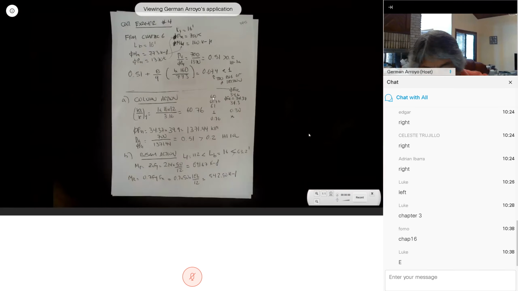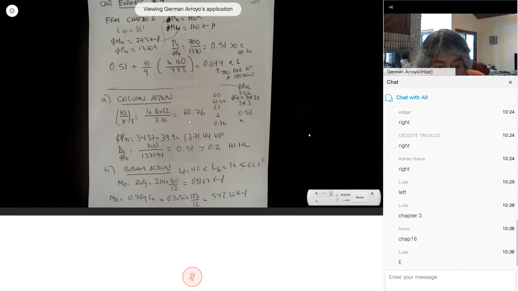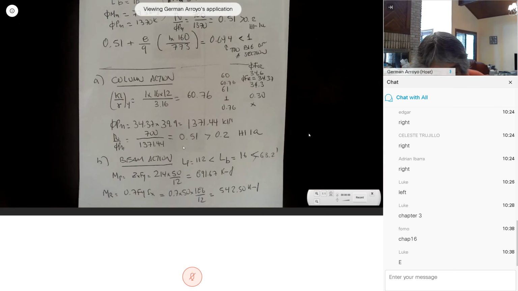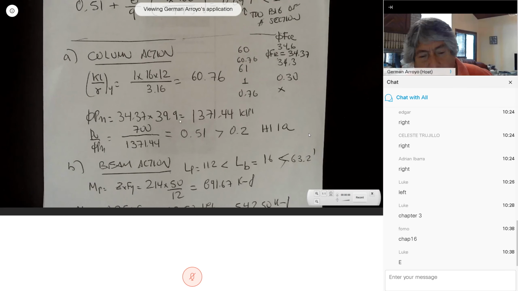But remember, you are not a table engineer. You're just an engineer, or you would be an engineer. So doing the same for the piece that we already have, divided by phi Pn is 0.51, equation H1-1a. So we already had over 50% working as a column. Now we're going to check the beam.